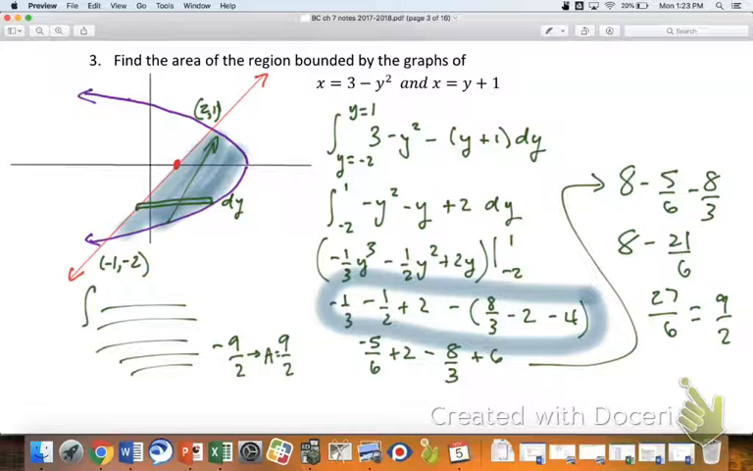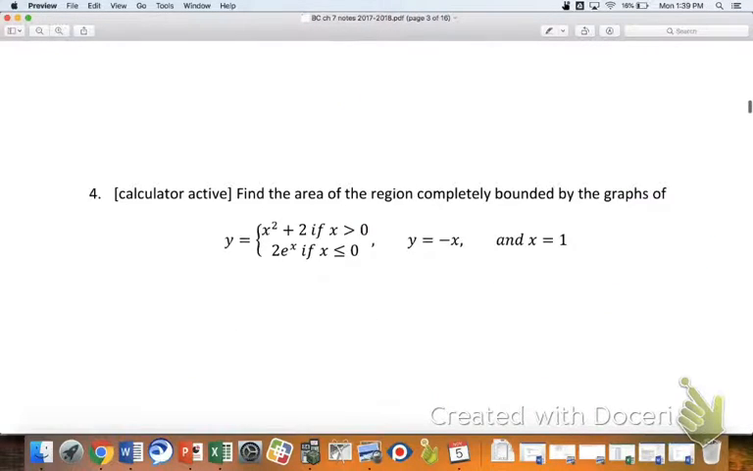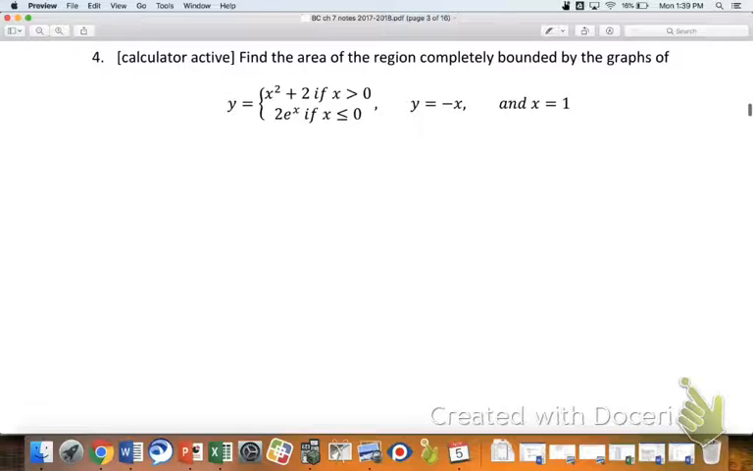All right, so here's the final example involving area. It's right here, number 4. Calculator active, and oh my gosh, it's a piecewise. So you've got a piecewise and two other graphs that you want to deal with here. Use your calculator to help you get this fully graphed. Please try number 4. Do your best and then just pray.